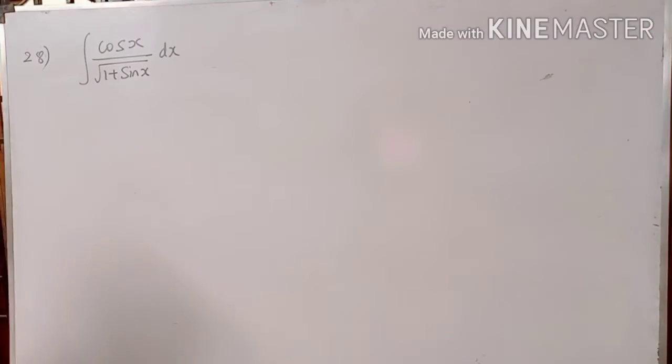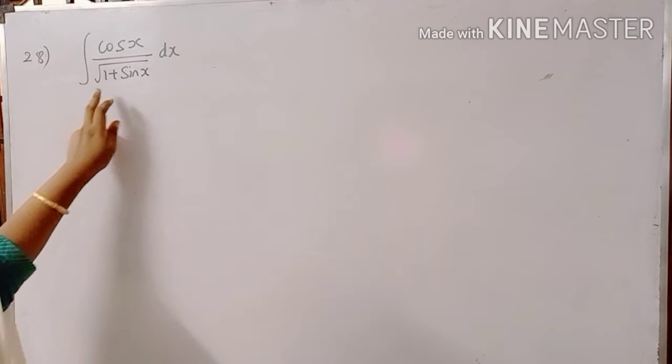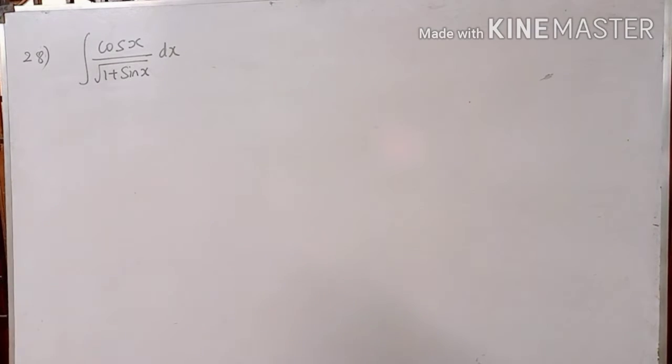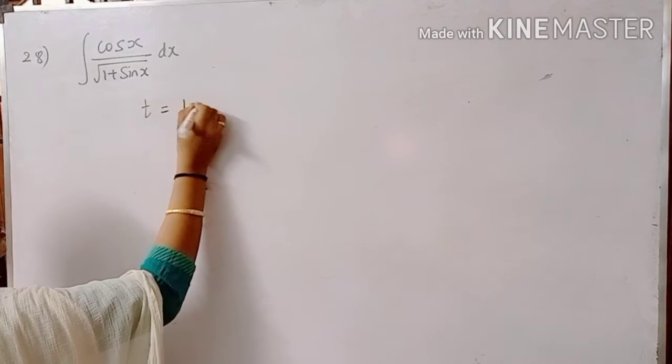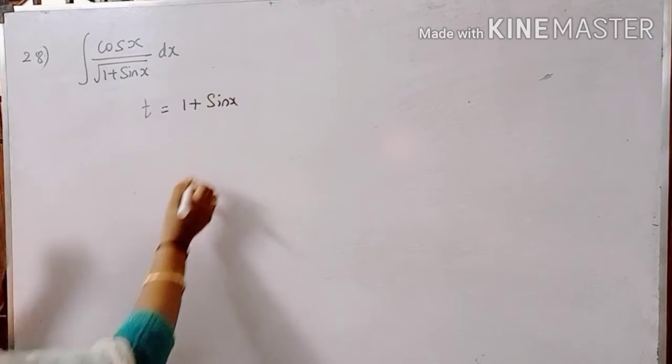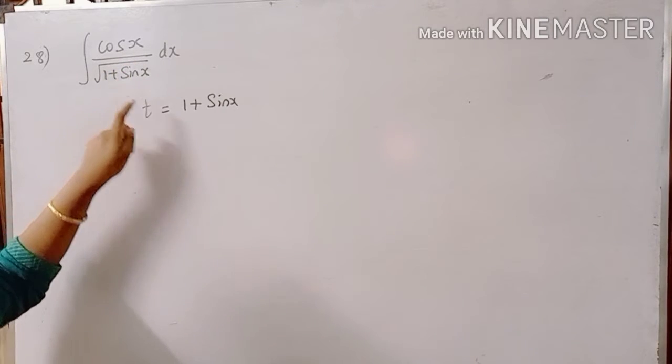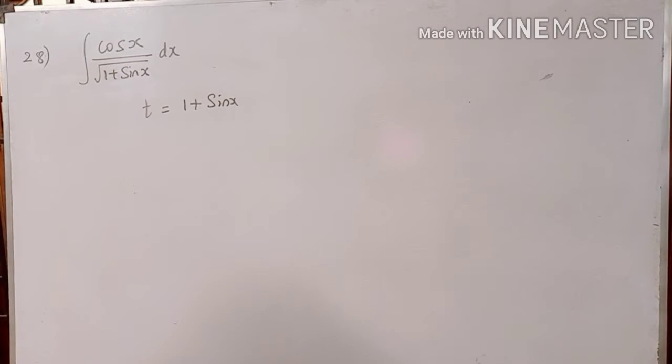Sum number 28. Integral cos x divided by square root of 1 plus sin x dx. So here we take the substitution value t is equal to 1 plus sin x, as 1 plus sin x is under the square root. So we take the substitution to be 1 plus sin x.